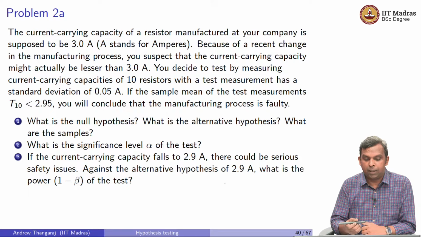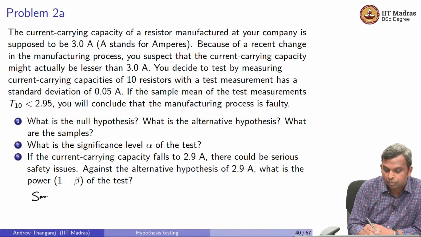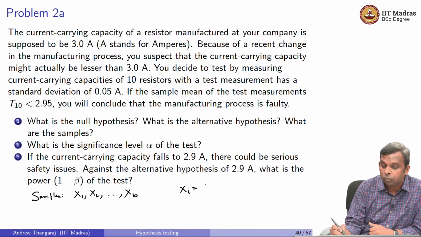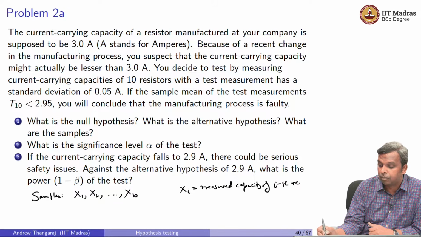What are the samples? Okay, so the samples you can write down as x1, x2, ... x10. What is xi? Xi is the measured current carrying capacity of the ith test resistor. You pick some test resistors and you measure the capacity of that, which is Xi. Okay. So usually the test process is quite standard.